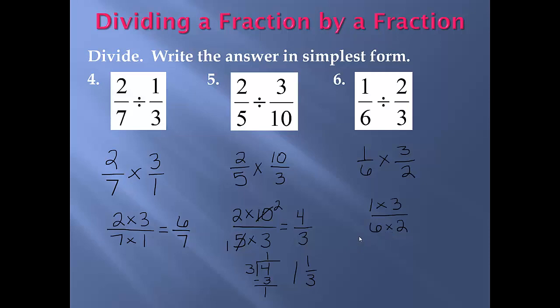Now we can look to see if we can simplify anything. We have a 3 in the numerator and a 6 in the denominator. We can divide 3 and 6 both by 3. So 3 divided by 3 is 1, and 6 divided by 3 is 2. Now we can multiply. 1 times 1 equals 1, and 2 times 2 equals 4. 1/4 is simplified, so that is our answer.